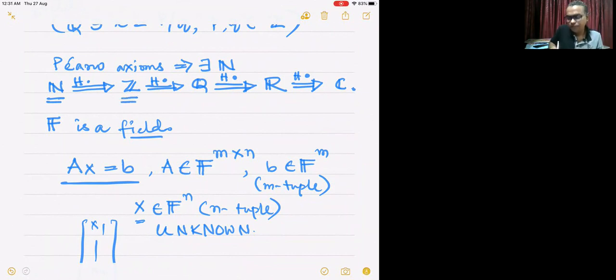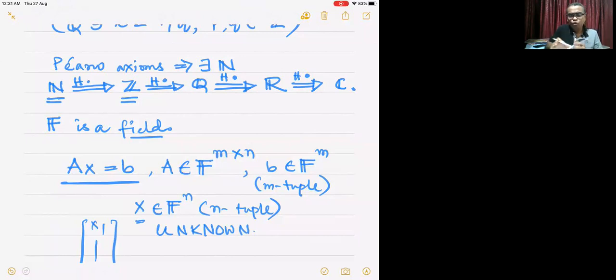Z, is it a field? No, it is not. Although it has additive inverses, it may or may not have multiplicative inverses. So if I take 2, which is an integer, what is its multiplicative inverse? Half. Half is not there in this set. Neither is 1/3, 1/4, 1/5, and so on. Only 1 and -1 have multiplicative inverses here. So therefore, Z is not a field.